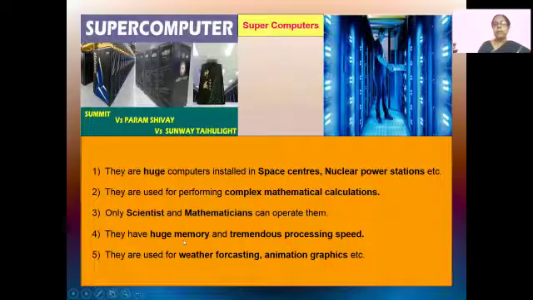These type of computers cannot be used by anybody. They are only used by scientists and mathematicians to operate them. And they have a very huge memory, and their speed is tremendous, very, very fast. So huge memory and tremendous speed.